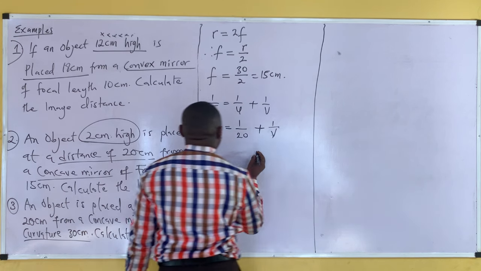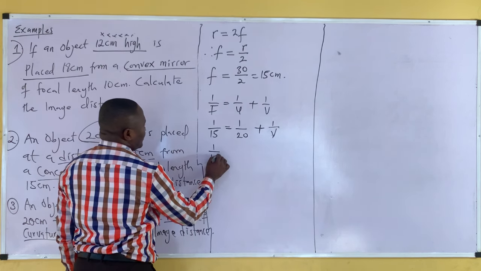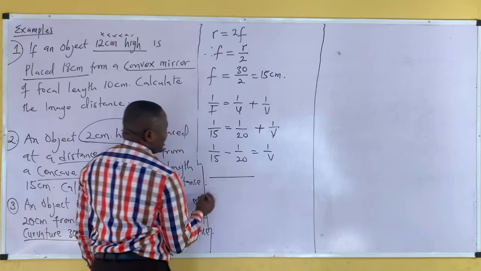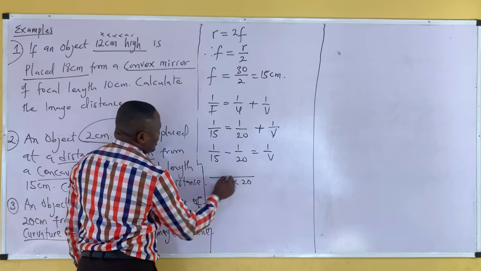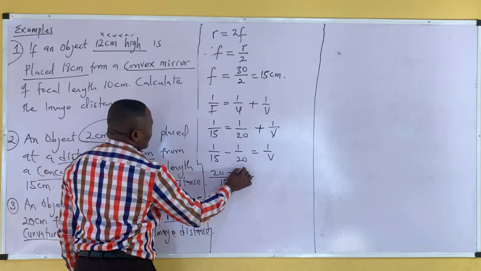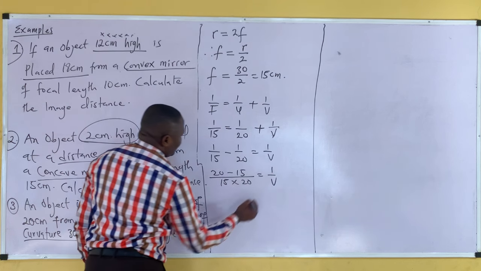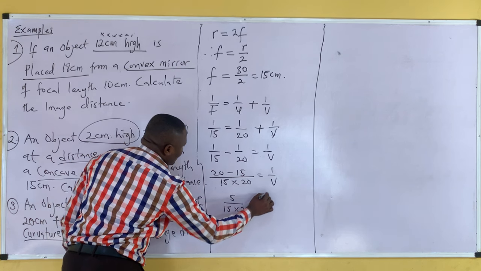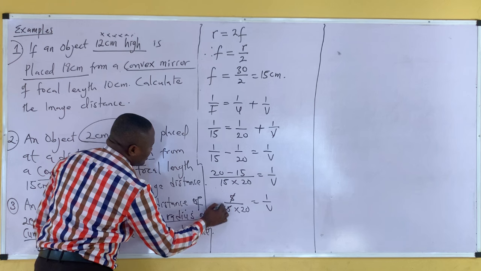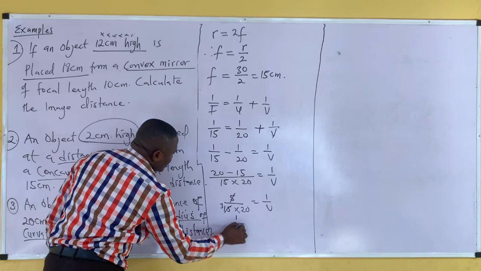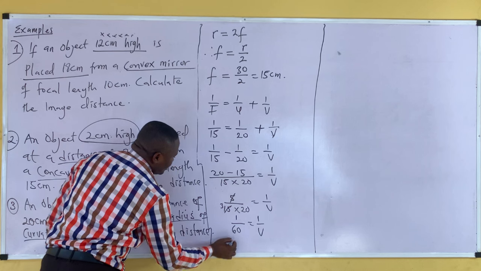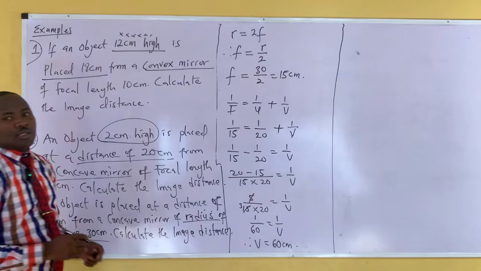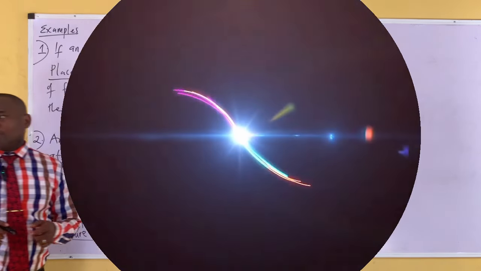So we are looking for the image distance. So take this away: 1 over 15 minus 1 over 20 equals 1 over v. If you take the LCM, take it as 15 times 20. This becomes 20 minus 15 equals 1 over v. Then we now have 5 over 15 times 20 equals 1 over v. So you have this 3, you now have 1 over 60 equals 1 over v. Therefore, v equals 60 centimeters. So that's how this is solved. Thank you.